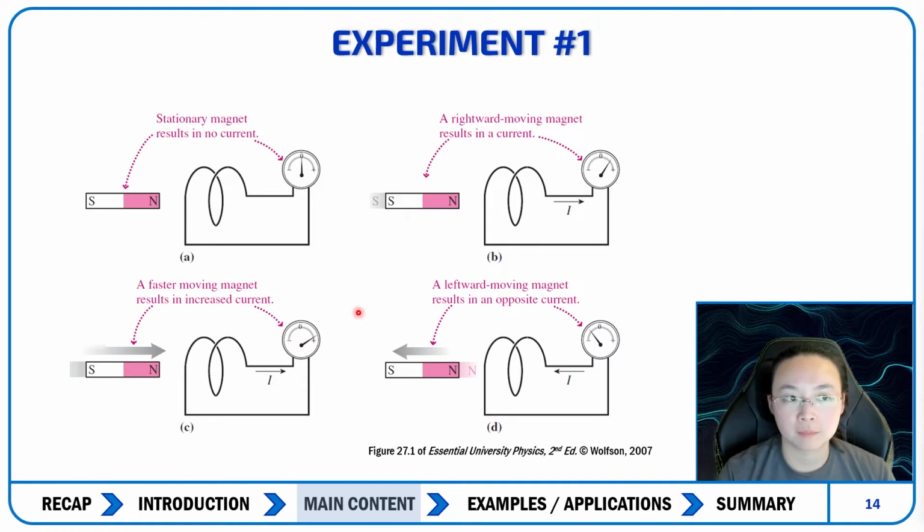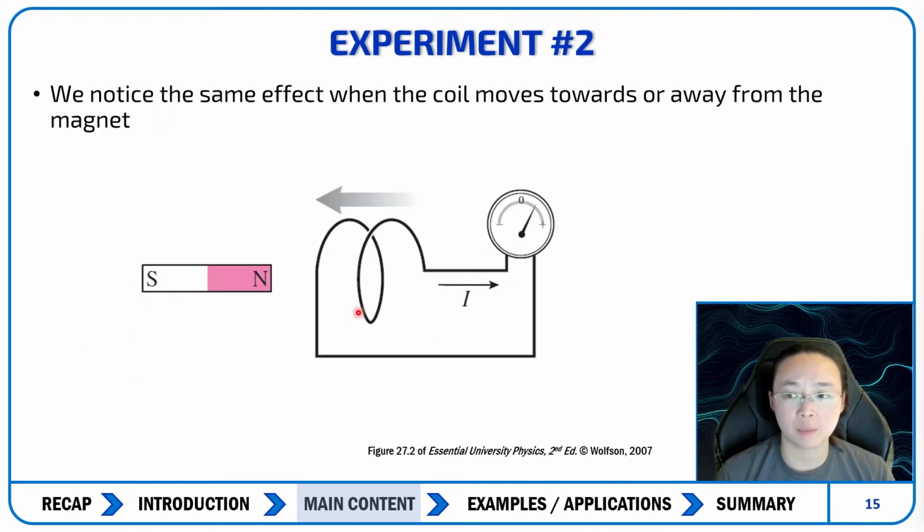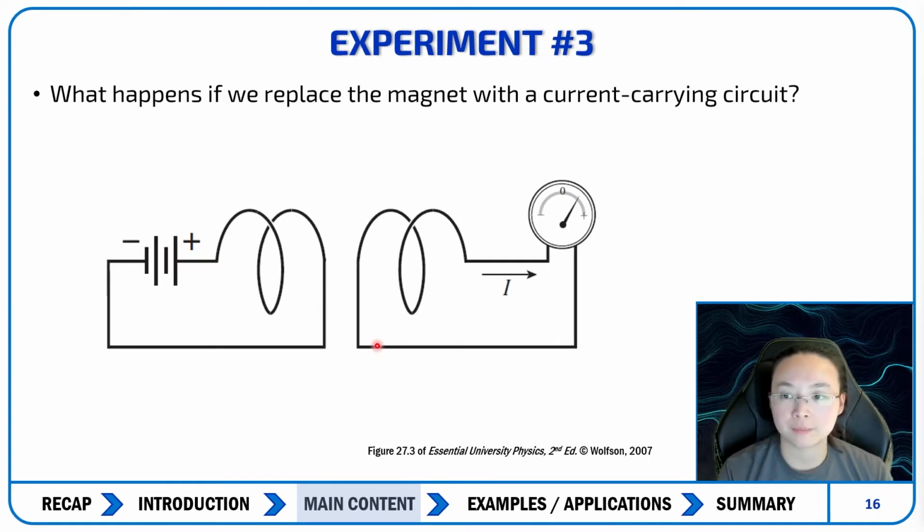In the second experiment, they wanted to test whether the same effect would take place if you keep the magnet stationary but move the coil instead. The exact same results were shown. It doesn't matter if you're moving the coil or the magnet. As long as they're moving towards and away from each other, there will be a change in the induced current.